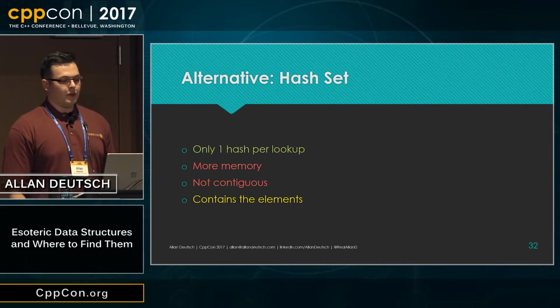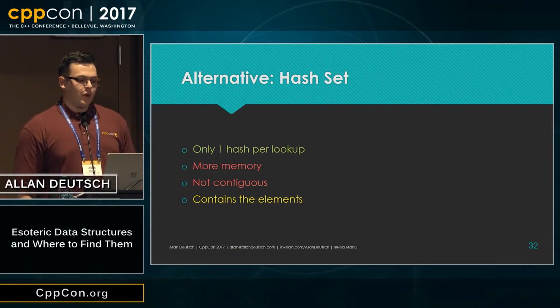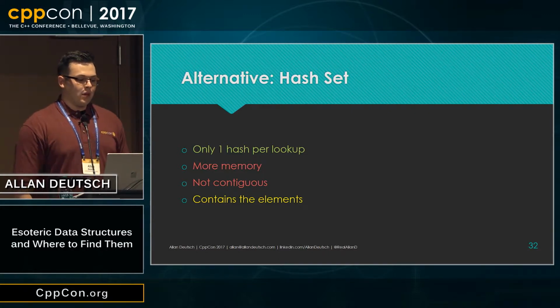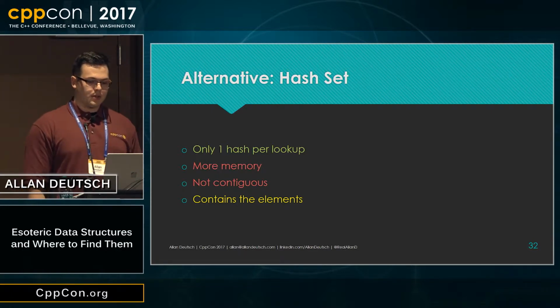So the most common alternative would be something like a hash set, where there's only one hash per lookup, which is typically going to be better than a Bloom filter, but it's going to use more memory since it has to store all of the elements, and they're generally not contiguous since they're typically implemented as a red-black tree. And it also contains the elements themselves in a hash set, which in some cases could be quite desirable, in others it might not, such as the privacy cases.